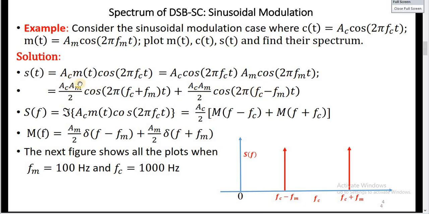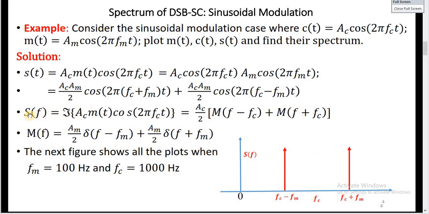So we have AC, AM over 2, cosine the sum, which is 2 pi fc plus fm t, plus cosine the difference, which is 2 pi fc minus fm t. So we have one component at fc plus fm and another component at fc minus fm. Well, as we can see, there is no component at the carrier frequency fc.